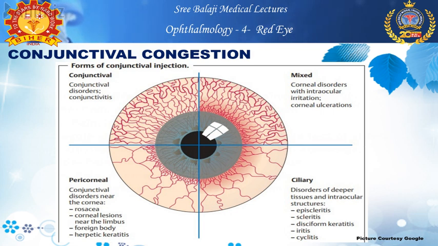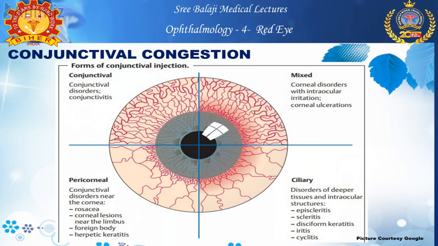Congestion, or the redness of the eye, is divided into two types. One is conjunctival congestion and another is circumciliary congestion. In this picture, the eye is divided into four quadrants. If you see the upper outer quadrant, you can see a diffuse pattern of redness. That is conjunctival congestion. Whereas if you see the lower inner quadrant, you can see a type of congestion having a radial pattern to it. That type of congestion is called circumciliary congestion. And there are conditions where you can get a mixed type of congestion, where you get both conjunctival and circumciliary congestion.